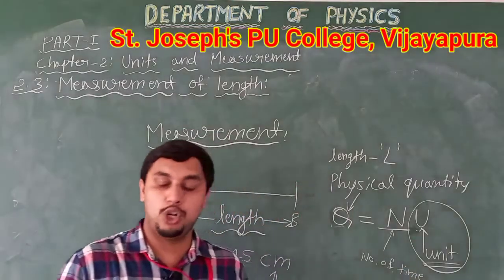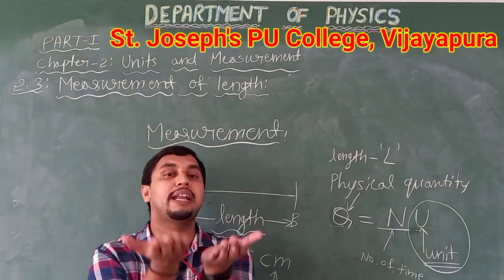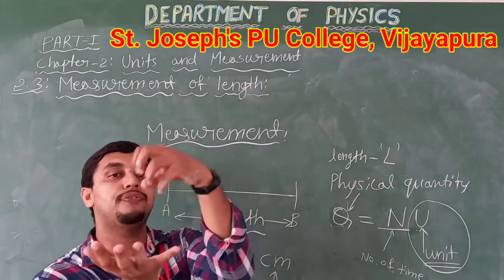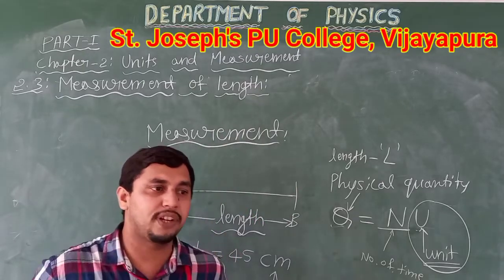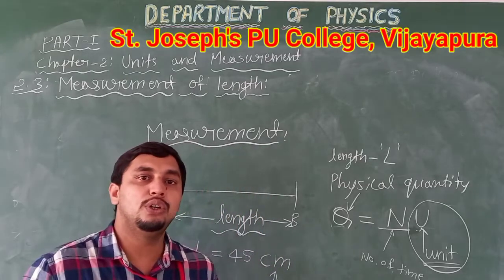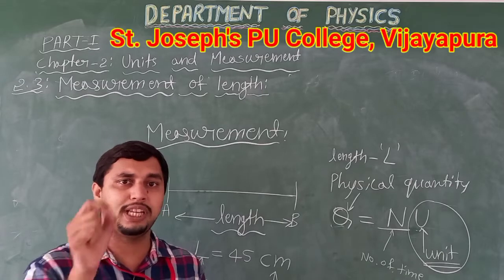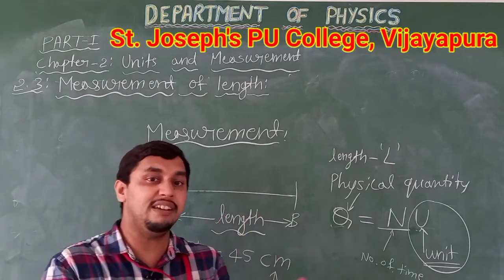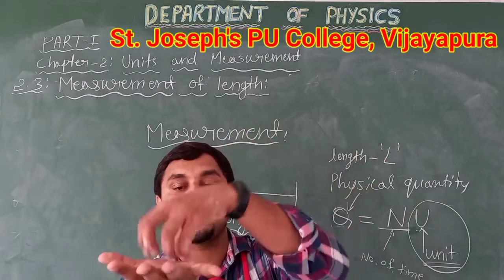I have to remove some more weights. So that means I am comparing with the standard of reference. Otherwise, for example, if you ask a grocery shopper for 1 kilogram of sugar, he is comparing the sugar with his standard of reference.